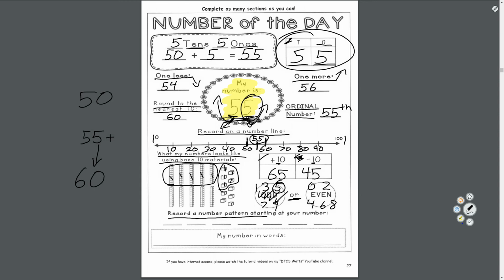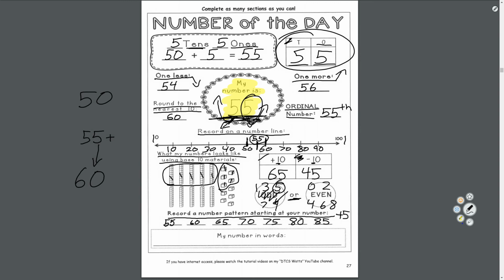Record a number pattern starting at your number. We'll start at 55. And 5 is a nice number. Let's go up by 5s. 55, 60, 65, 70, 75, 80, 85. We're going up by 5.